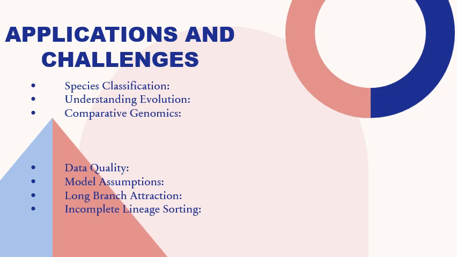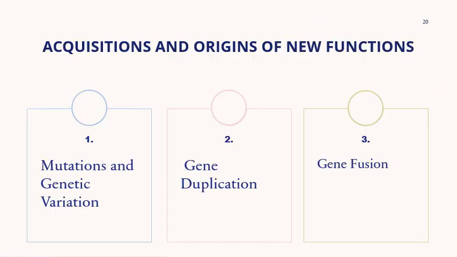basis of biodiversity. Okay, our last section covers acquisitions and origins of new functions. So on this slide, we'll go over mutations and genetic variation, gene duplication, and gene fusion. So let's start with mutation and genetic variation.